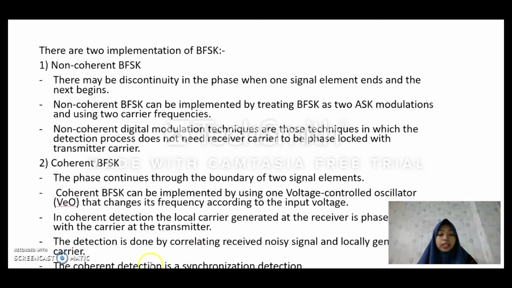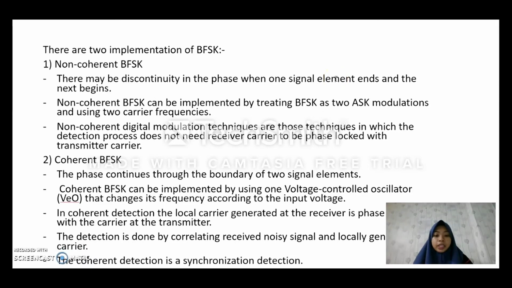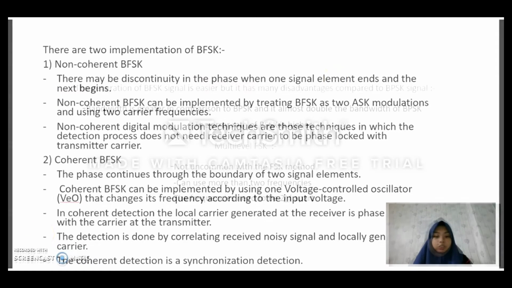In coherent detection, the local carrier generated at the receiver is phase locked with the carrier at the transmitter. The detection is done by correlating the received noisy signal with the locally generated carrier. Coherent detection is a synchronous detection.